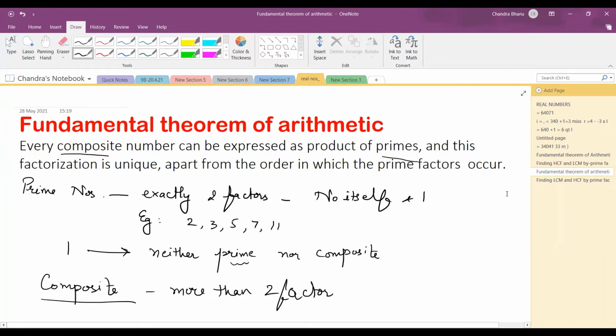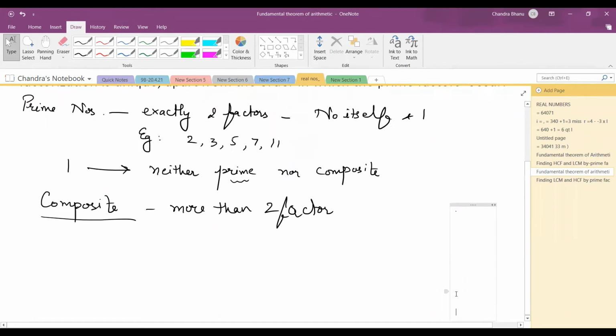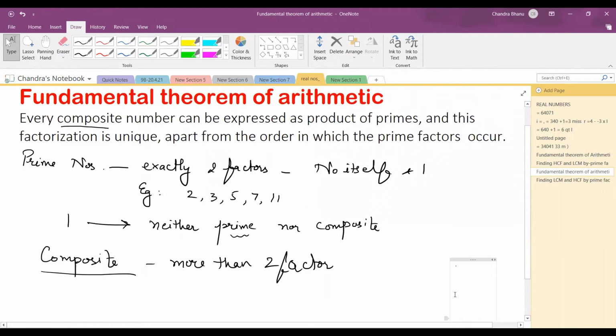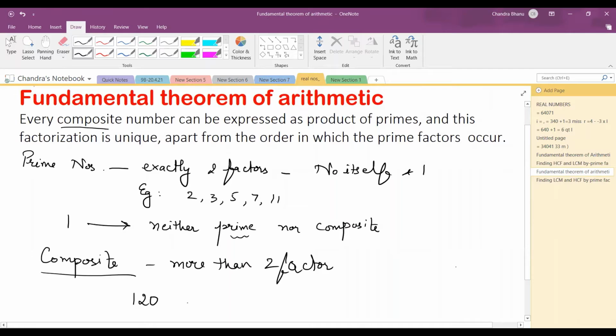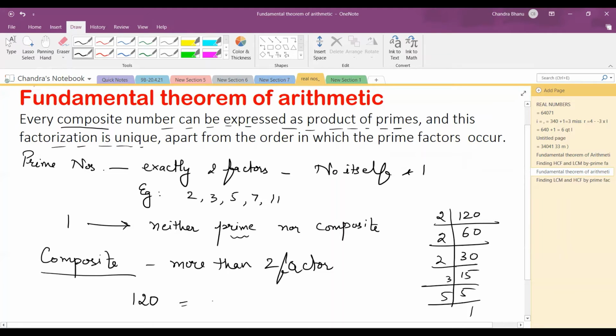Now this theorem says that every composite number, I'm talking about any composite number. Let's take an example. I'm talking about 120. 120 is a composite number, and this number can be expressed as a product of primes, and this factorization is unique. So I need to do its factorization. 120 I can write as, let's factorize it, 2, 30, 2, 15, 3, 5, 5. So this can be written as 2 into 2 into 2 into 3 into 5. These are all prime factors.